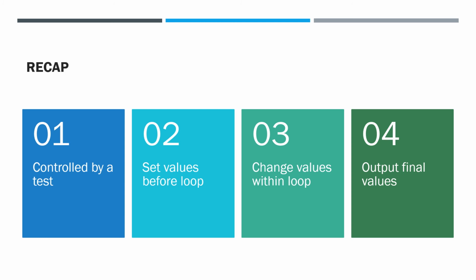So let's recap. A while loop is controlled by a logical test, and it will repeat so long as the test is true. The test will include a variable, and we need to set a value for the variable before the loop begins. We need to also change that value inside the loop, otherwise it will be impossible for the loop to stop. And at the bottom of the program, after the loop is finished, we can output our final values.